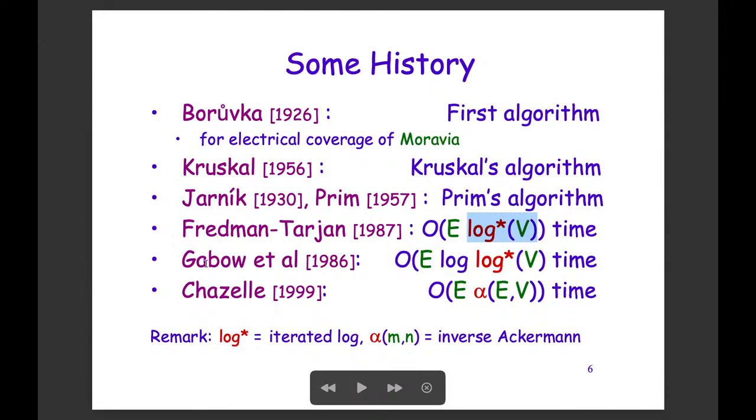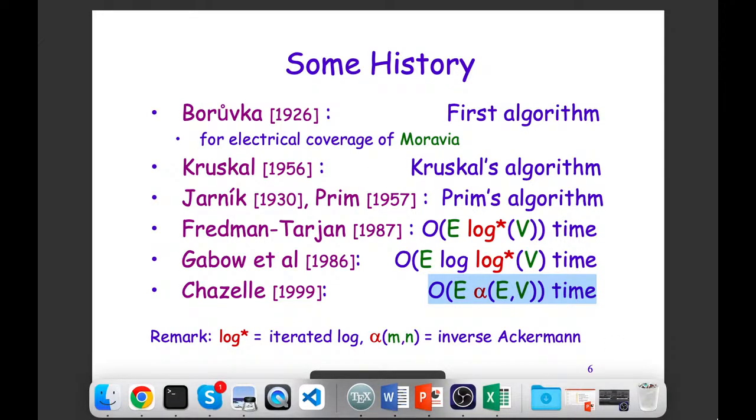And then Gabow and the others further improved the algorithm. Log star is already a small number, but if you take log of this small number, it is even much smaller. So they have an algorithm like E times log of log star V. And then Chazelle, in 1999, gave an algorithm which I think is still the best currently. So E times the inverse Ackermann function. Again, this inverse Ackermann function is a number less than or equal to 5 or even 4 in real life. But it is still slowly growing, and so we don't call this a constant.